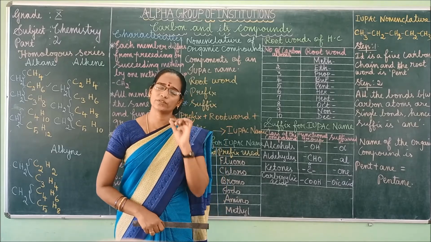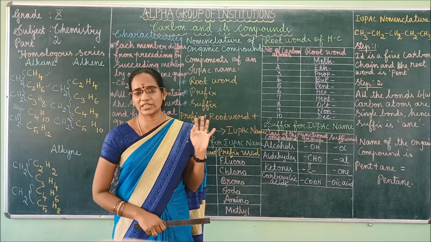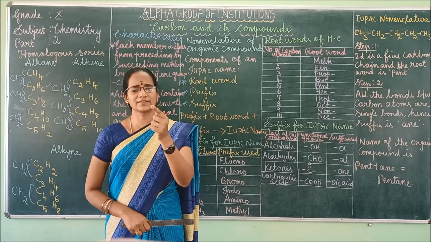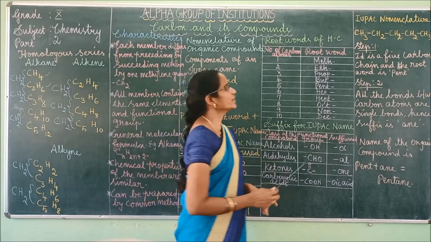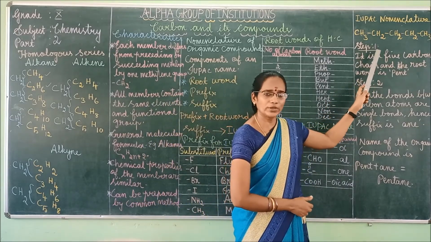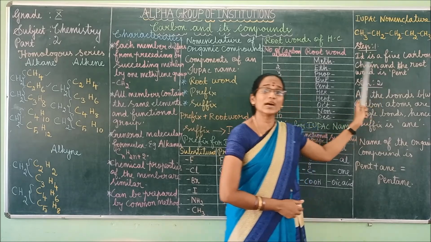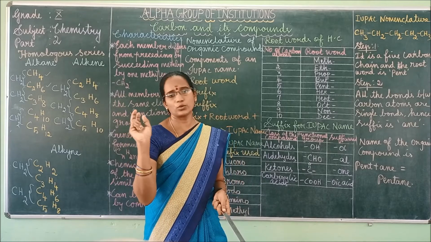In the next video we will see the rules clearly and also some examples. In this video we can see only one example based on this rule. First one, a compound is given to you. We have to give the IUPAC name of this particular compound. That only we are going to do now.